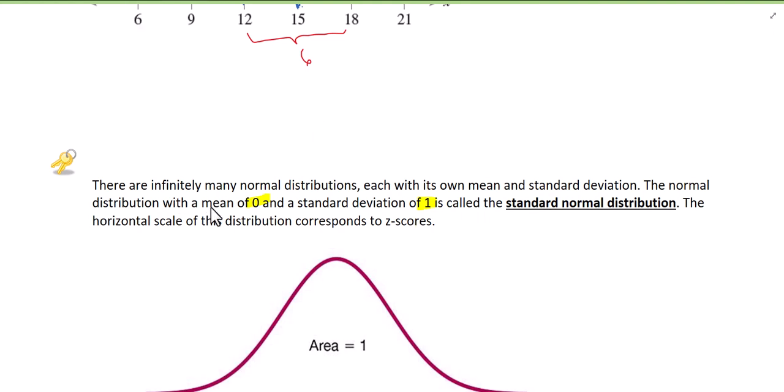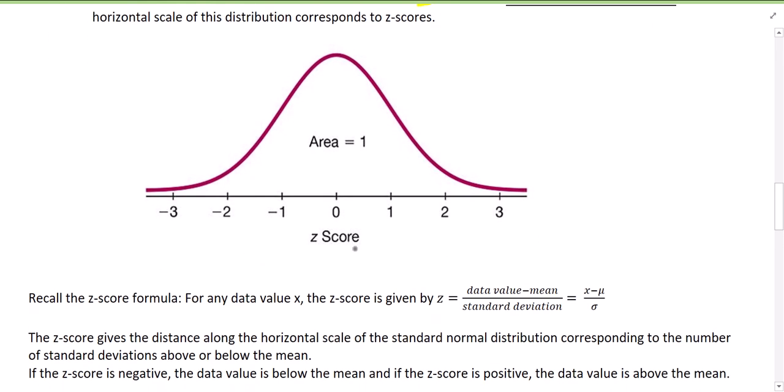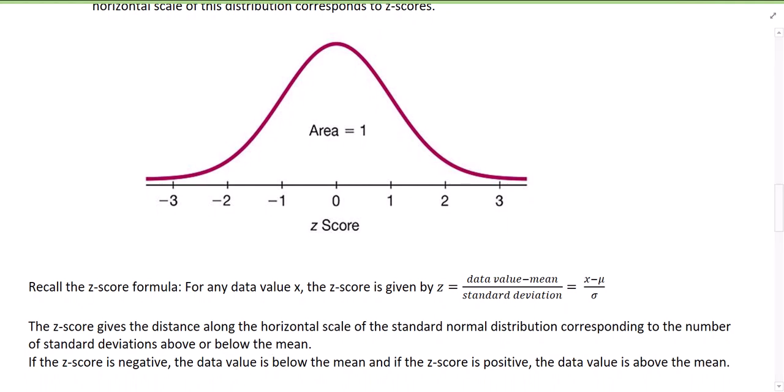The horizontal scale of this distribution corresponds to z-scores. Remember, we studied z-scores before. The z-score for any data value x gives you the distance away from the mean. So we can find it for any data value by taking the data value minus the mean, divided by the standard deviation. That tells us how far away we are from the mean. With the standard normal, the mean is 0 and the standard deviation is 1. So each of these numbers represents how far away from 0 you are, which, because the standard deviation is 1, you just see 1, 2, 3.